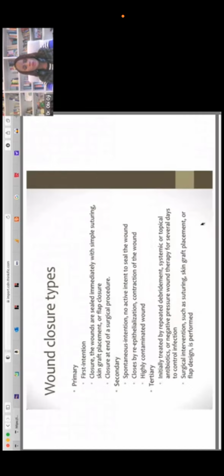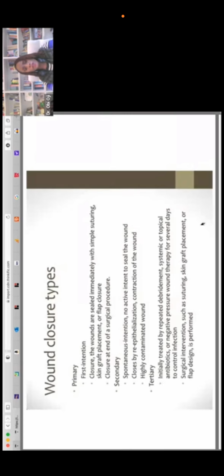So with your secondary wound closure type, these types of wounds are left to close spontaneously. There's really no active intent to seal the wound. So if you think about wounds like your abscesses, or wounds like your dog bites that are highly contaminated, you do not want to close them. You just want to treat them with some type of antibiotic and then let the wound close spontaneously by reepithelialization, granulation tissue forming in that wound, and contraction of the wound occurring.